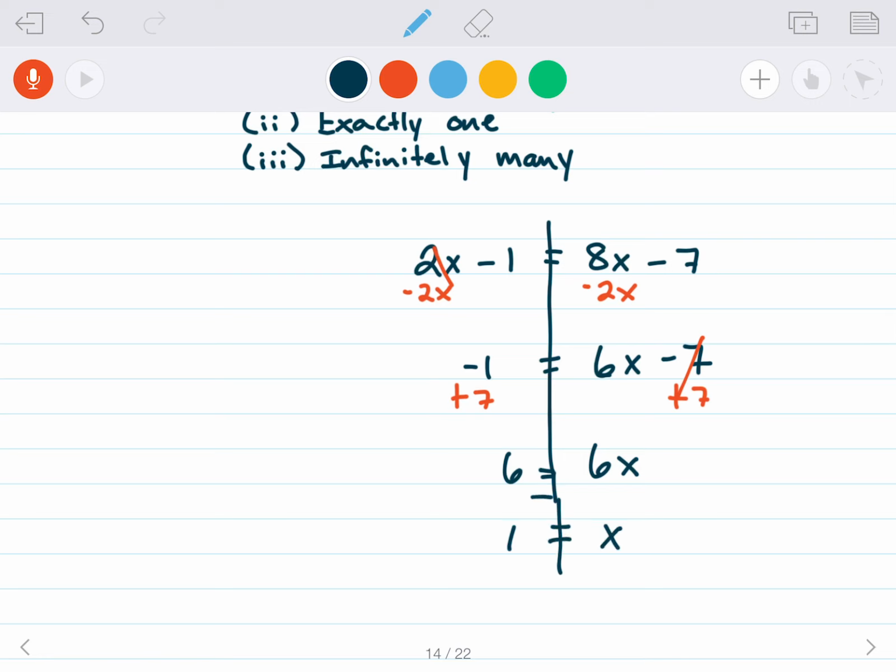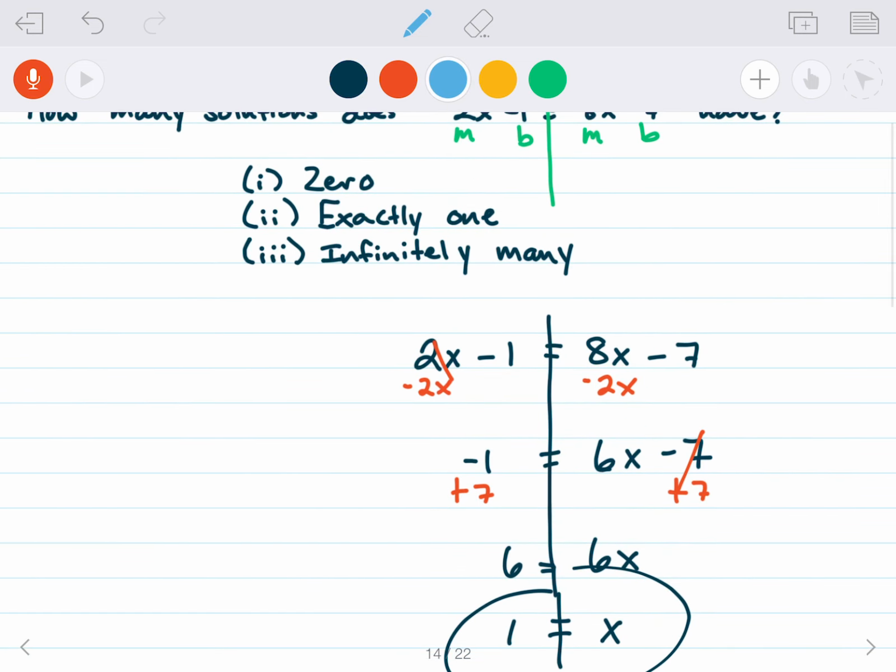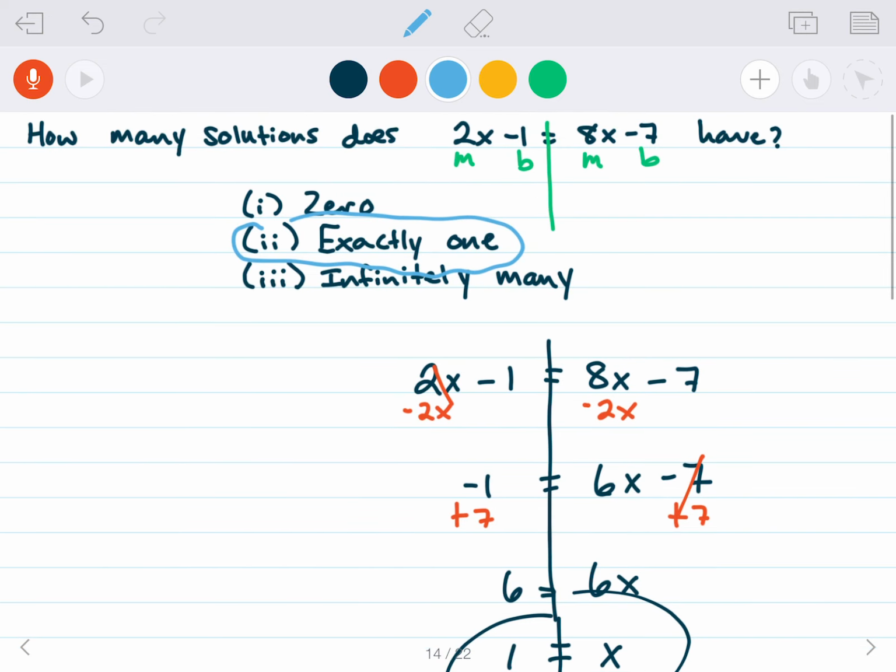So x is equal to 1. That's one solution. I got x equals a number. So my answer here is 2. I can also look at this graphically by putting both of these lines into Desmos, right? 2x minus 1 and 8x minus 7.